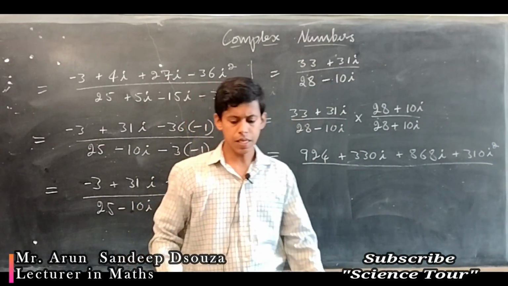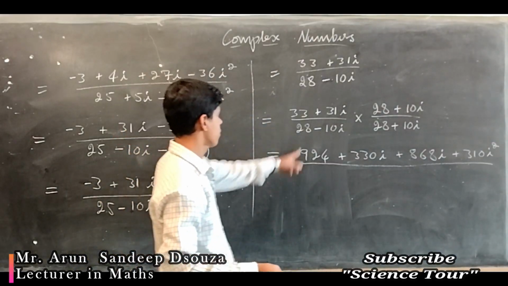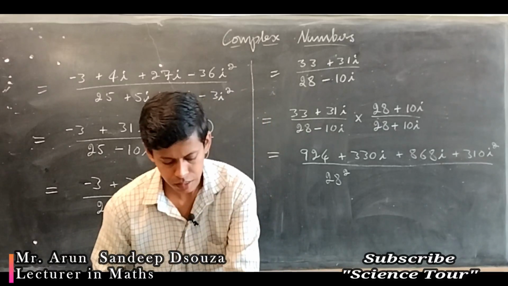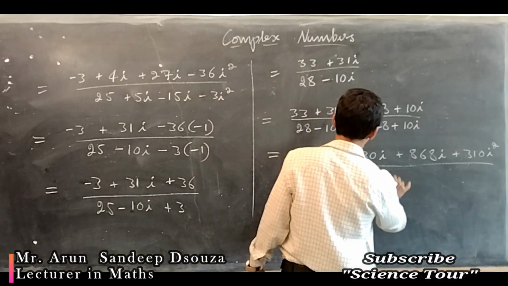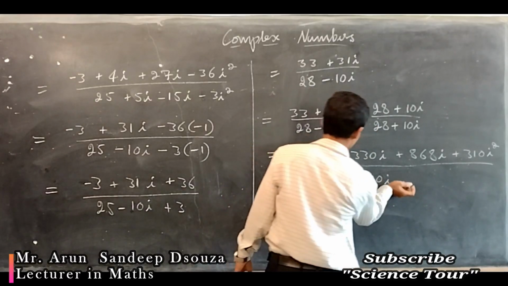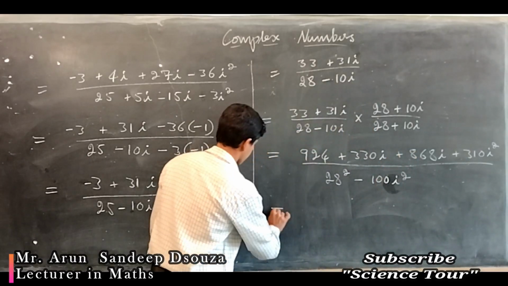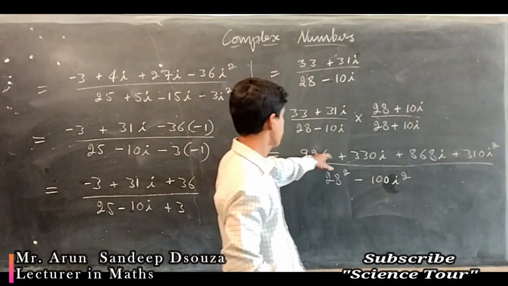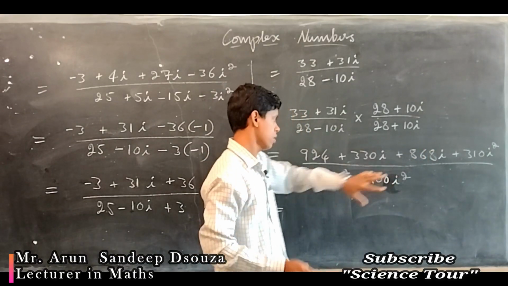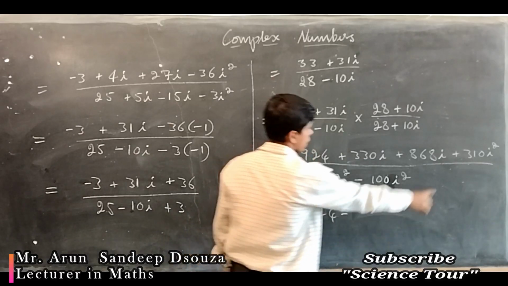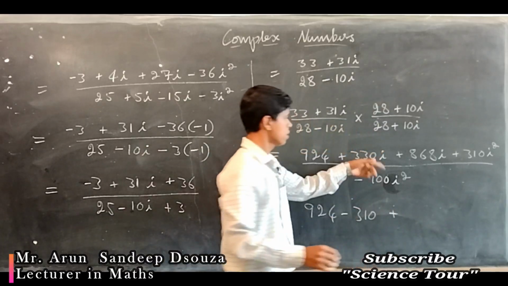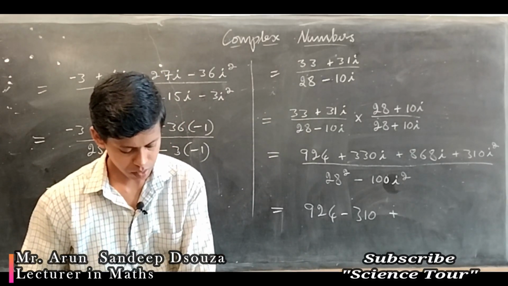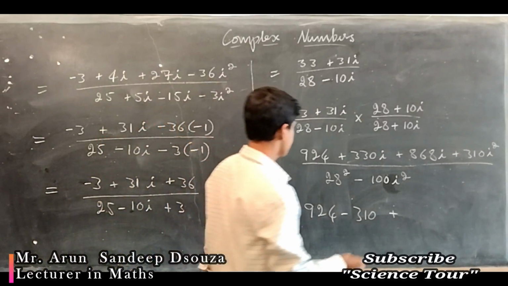Okay, so then in the denominator you have a minus b into a plus b, so that is 28 square minus 10i whole square. So directly, 100i square. Okay, next, 924, and that is minus 1. Alright, I'll write that. So this is 924 minus 310, plus 330 plus 868. So you have 330 plus 868, which is 1198.